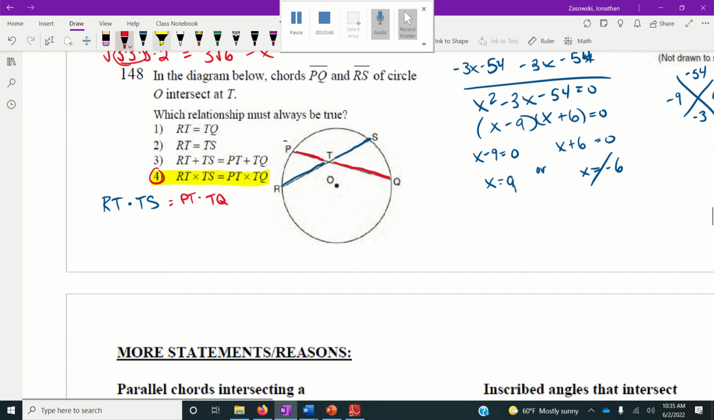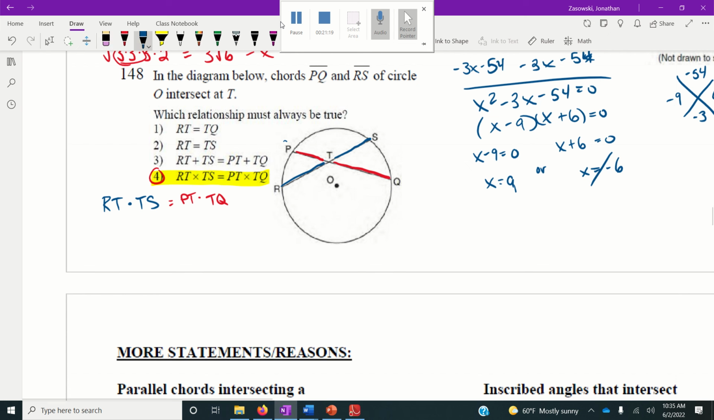Now, what I could do to get a different answer is, for instance, let's say, move this TS to the other side by dividing, and then bring the TQ back by dividing. And maybe I might get something like RT over TQ is equal to PT over TS. So if they want to get tricky, they could make a ratio out of this. But I probably would not see that most likely. It's going to be something that looks similar to what we have here.